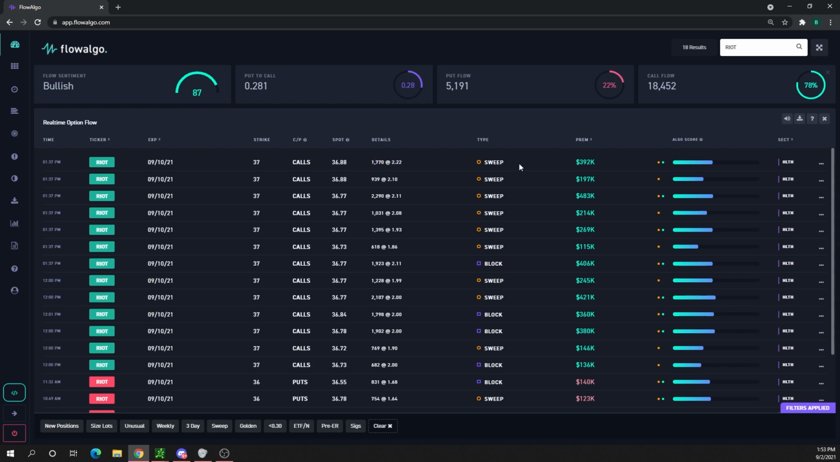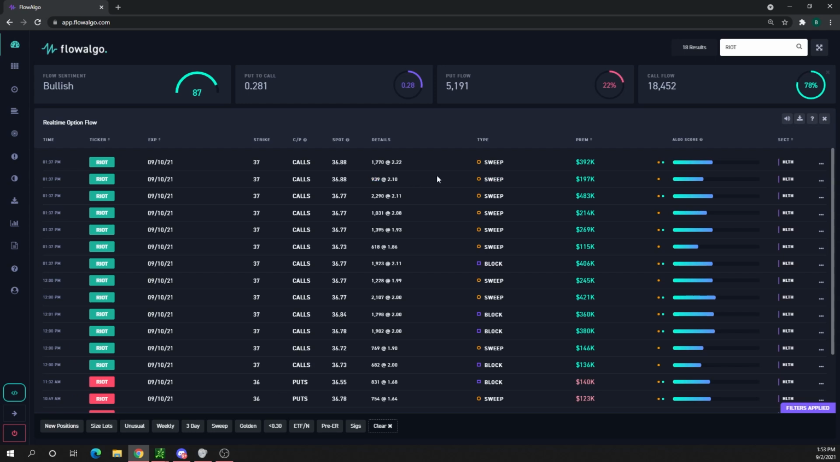These option sweeps usually occur at the ask or above the ask, again, because they want to get filled on all of their contracts. And that is essentially what also happened here with the 939 contracts. They wanted to get filled as quick as possible, so they bought at the ask or even above the ask in order to sweep all of the option books and get filled on all 939 of these contracts.